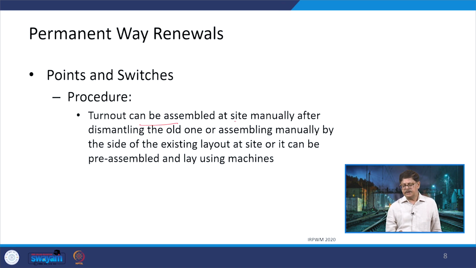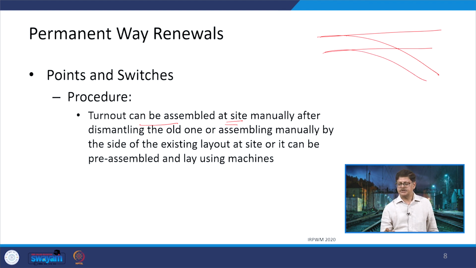Turnout can be assembled at site manually. That means whatever turnout is provided, we are simply removing the items from here, whatever these lengths are, and we are providing the jack rails, wing rails, etc. Everything which is being provided, we are just taking out those things. So, this is on site renewal.